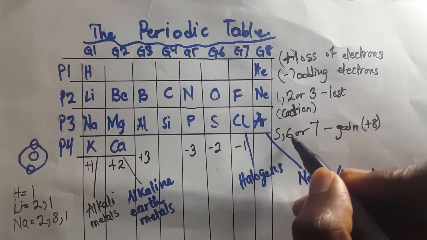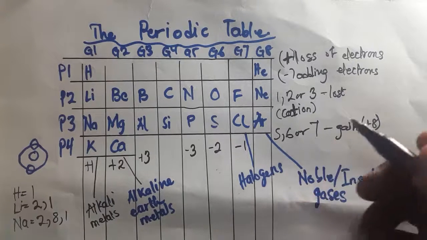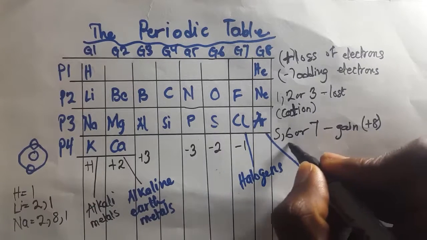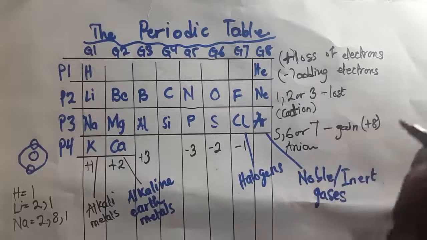When it has 6, it will need 2 to be 8. When it has 7, it will need 1 to be 8. So they form an ion. Let me write it here.